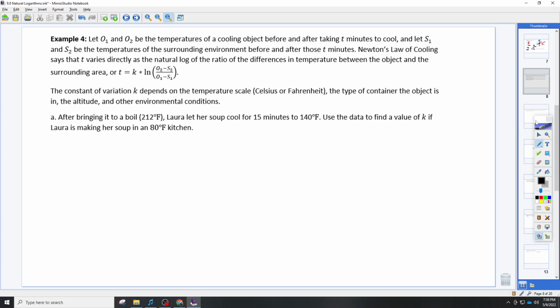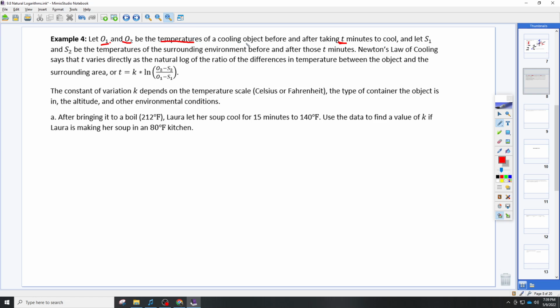Okay, let's try a word problem. This one is pretty involved, but this will be like the only big word problem I think we're going to do. And then it'll be huddle to do the rest. Let O sub 1 and O sub 2 be the temperatures of a cooling object before and after taking T minutes to cool. There's a lot of stuff going on here. Let S sub 1 and S sub 2 be the temperatures of the surrounding environment before and after those T minutes. It's kind of confusing, I know. We'll talk about it, though.